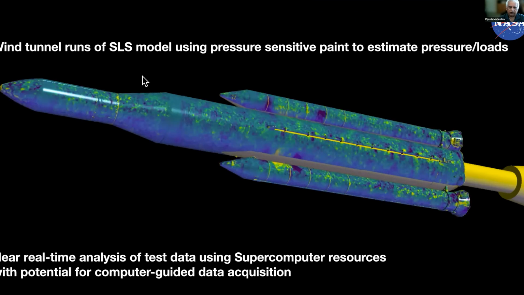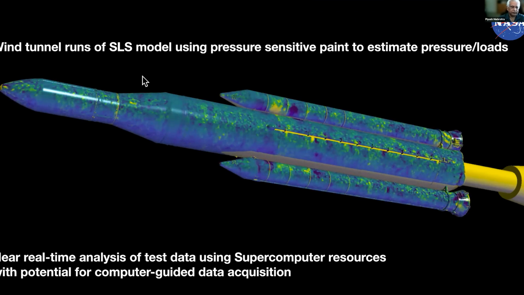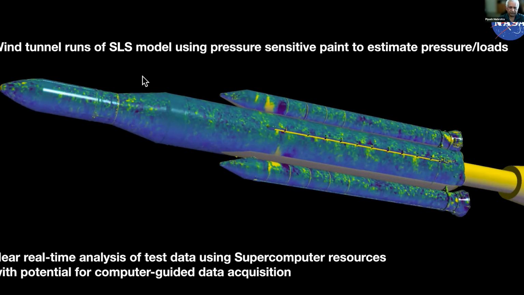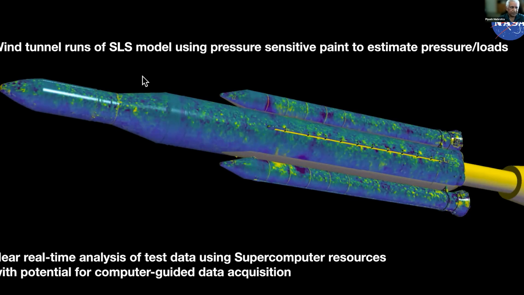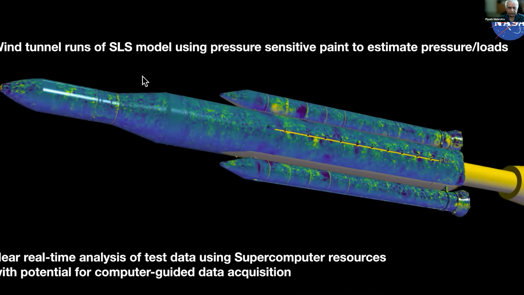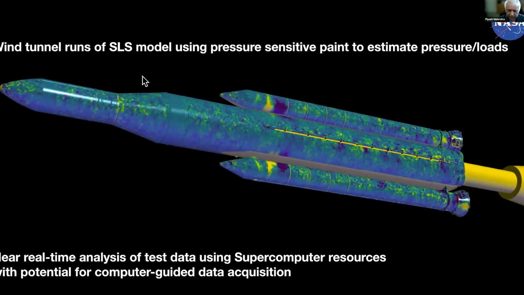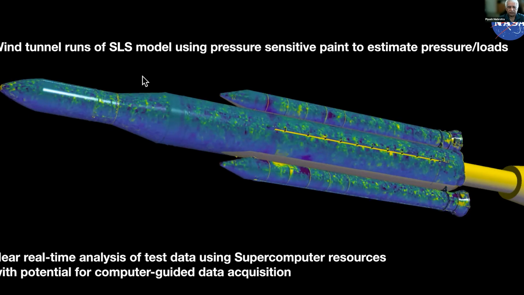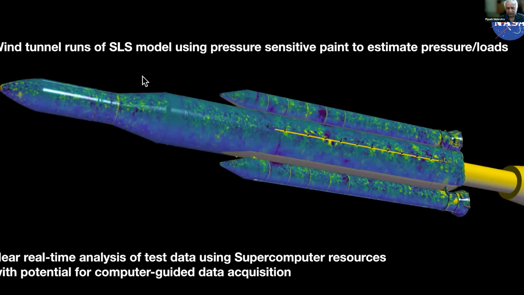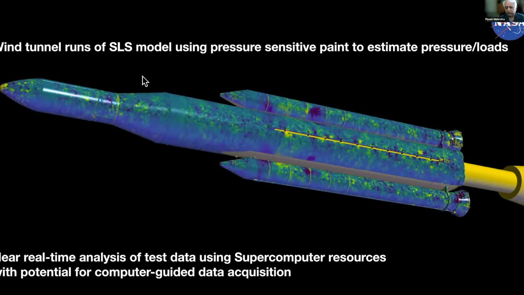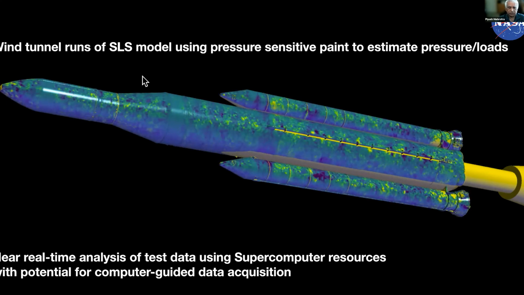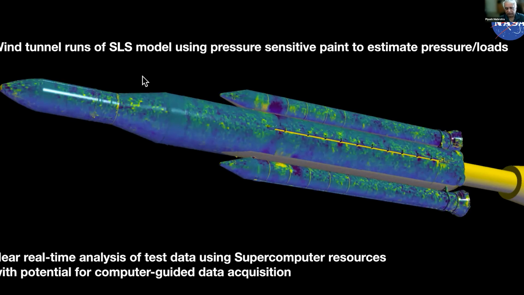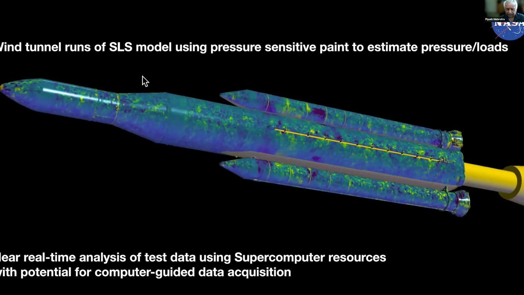Generally how this was done: this is a model of an SLS that's running in a wind tunnel, using pressure-sensitive paint. As air flows around it, the pressure on the fuselage changes, and the paint changes color based on the pressure level. Video cameras then capture the changes in pressure, and this is analyzed to figure out what is happening on the surface of the craft.